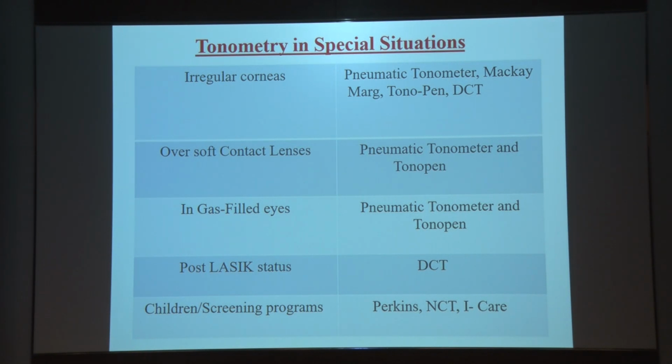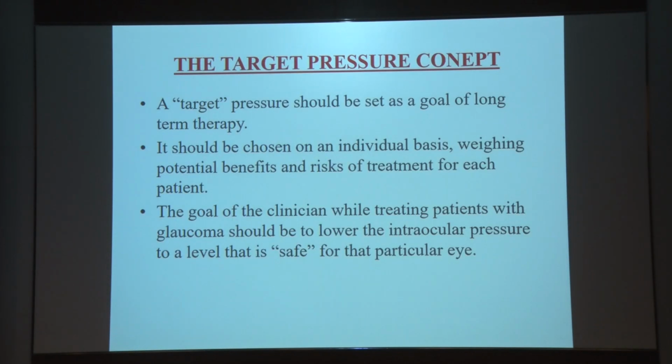For post-LASIK status, Pascal is very useful. In children and screening programs, Perkins, NCT, or Eye Care Pneumometer is helpful. So now we'll be talking about the target pressure concept.